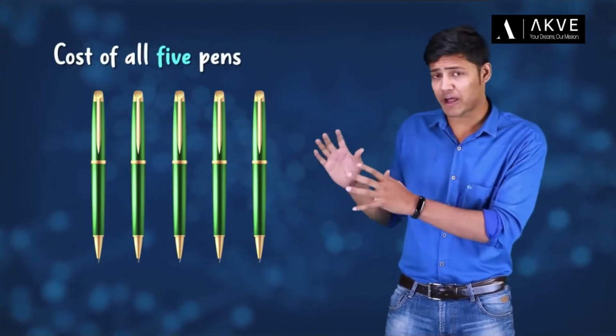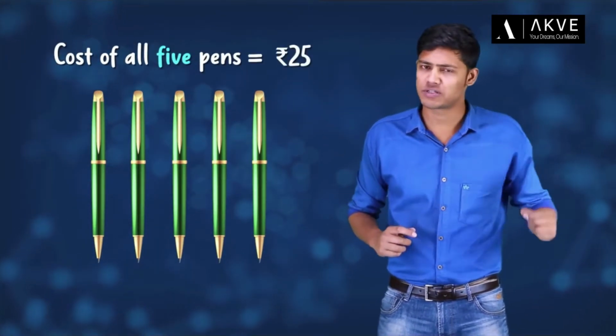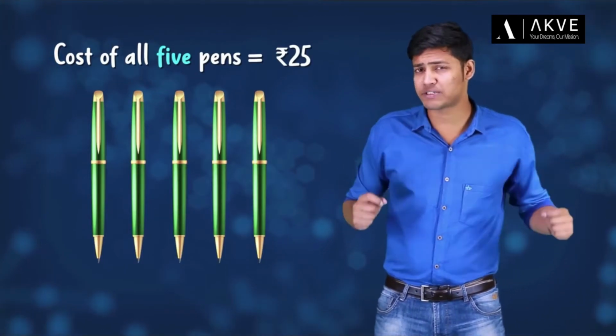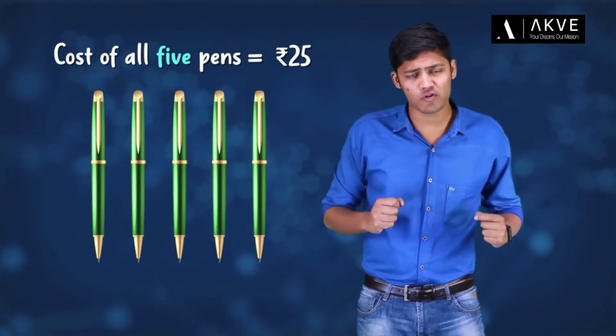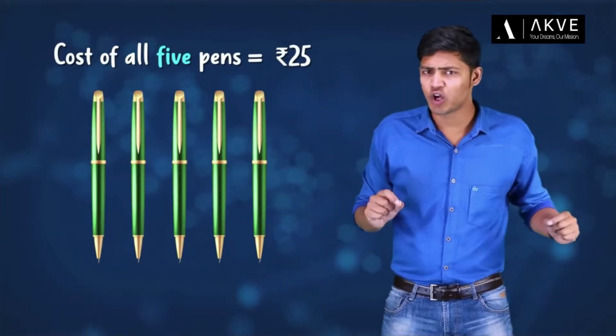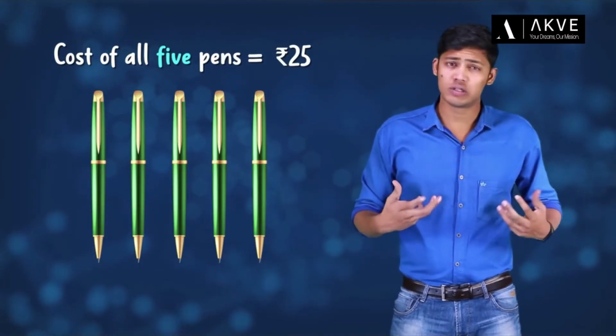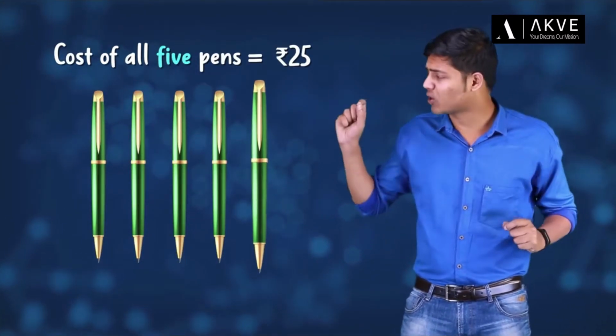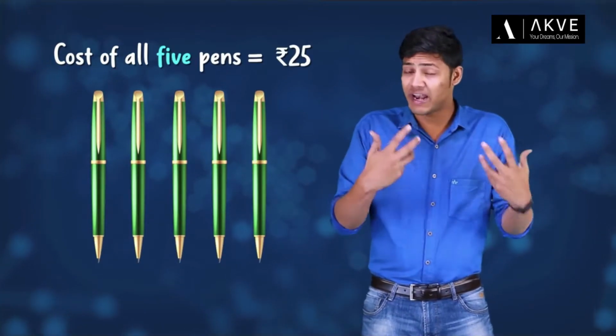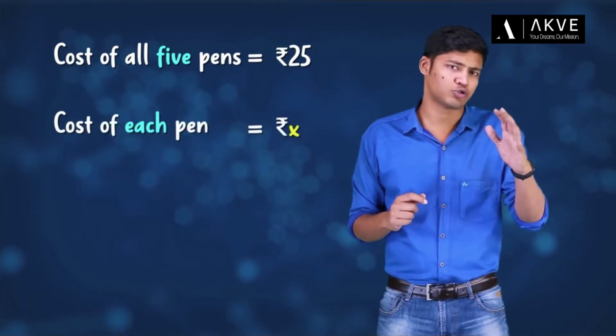Now let's consider some physical situations and see how we could represent those physical situations as linear equations. Let's say there are 5 pens of the same type, and the cost of all the 5 pens together is 25 rupees. Now, how would we represent the same thing in an equation form? Tell me, what could be the only variable in this situation? The only variable that I could think of is the cost of each pen. So let's say the cost of each pen is x rupees.